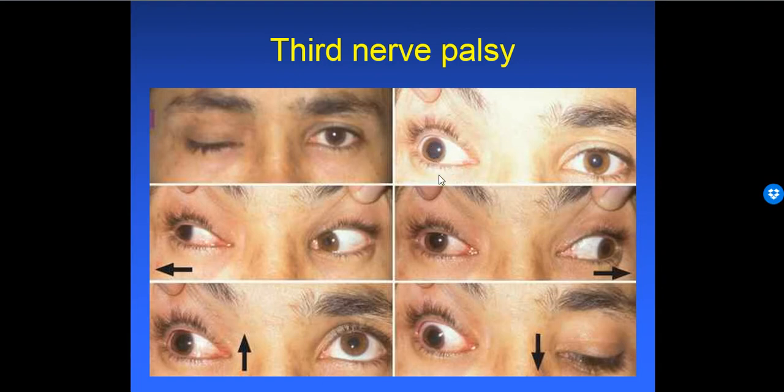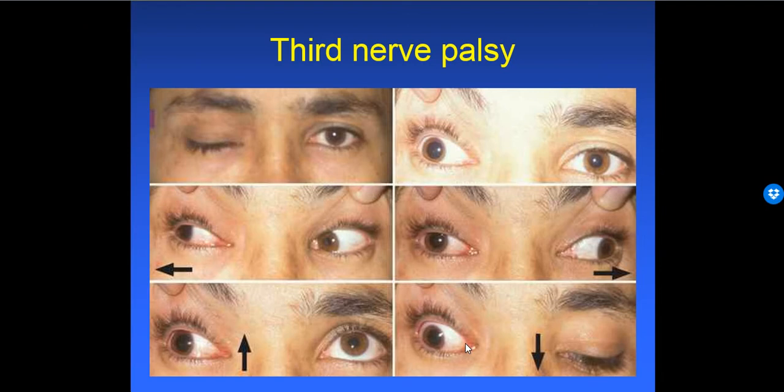Of course, again, when the patient's asked to look to their right, they're able to do it not bad because they have their lateral rectus here, but any other way, if they're asked to look to their left where they need their medial rectus, that's a problem. If they're asked to look up where they need their superior rectus, that's a problem. If they're asked to look down where they need their inferior rectus, that's a problem as well. That's a classic case of a third nerve palsy.